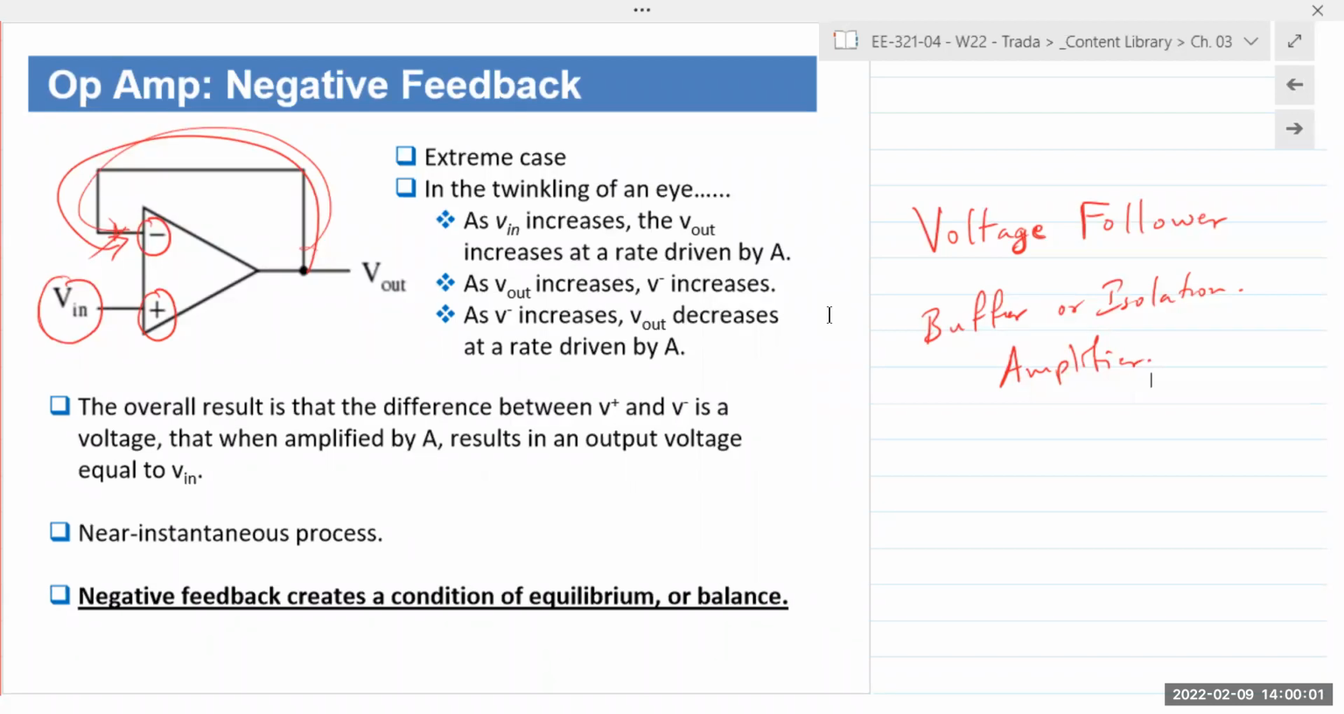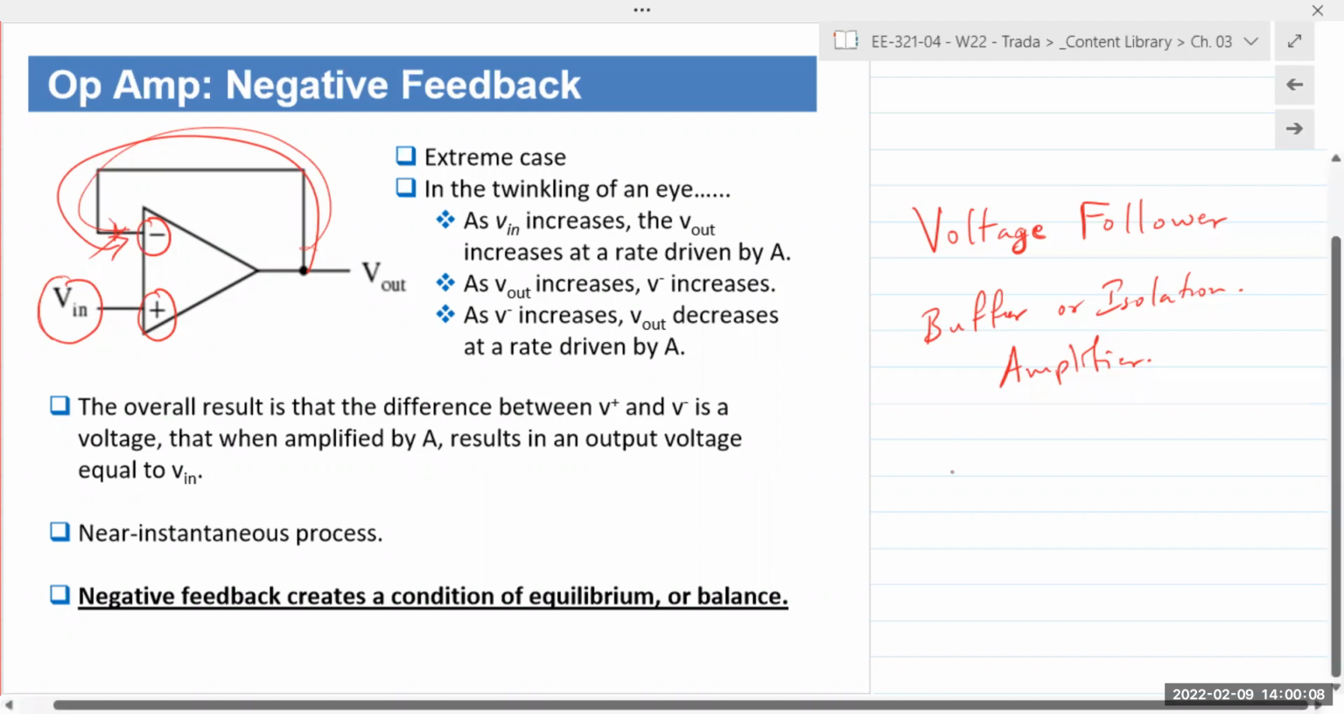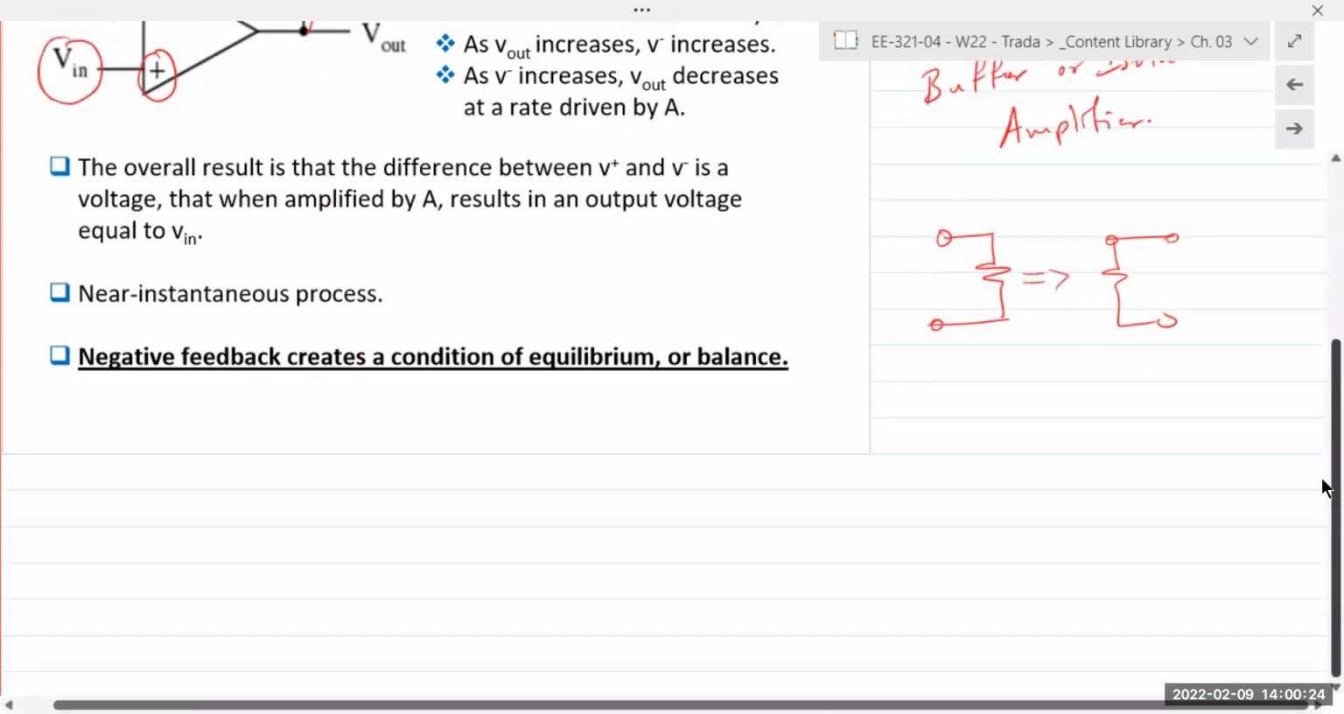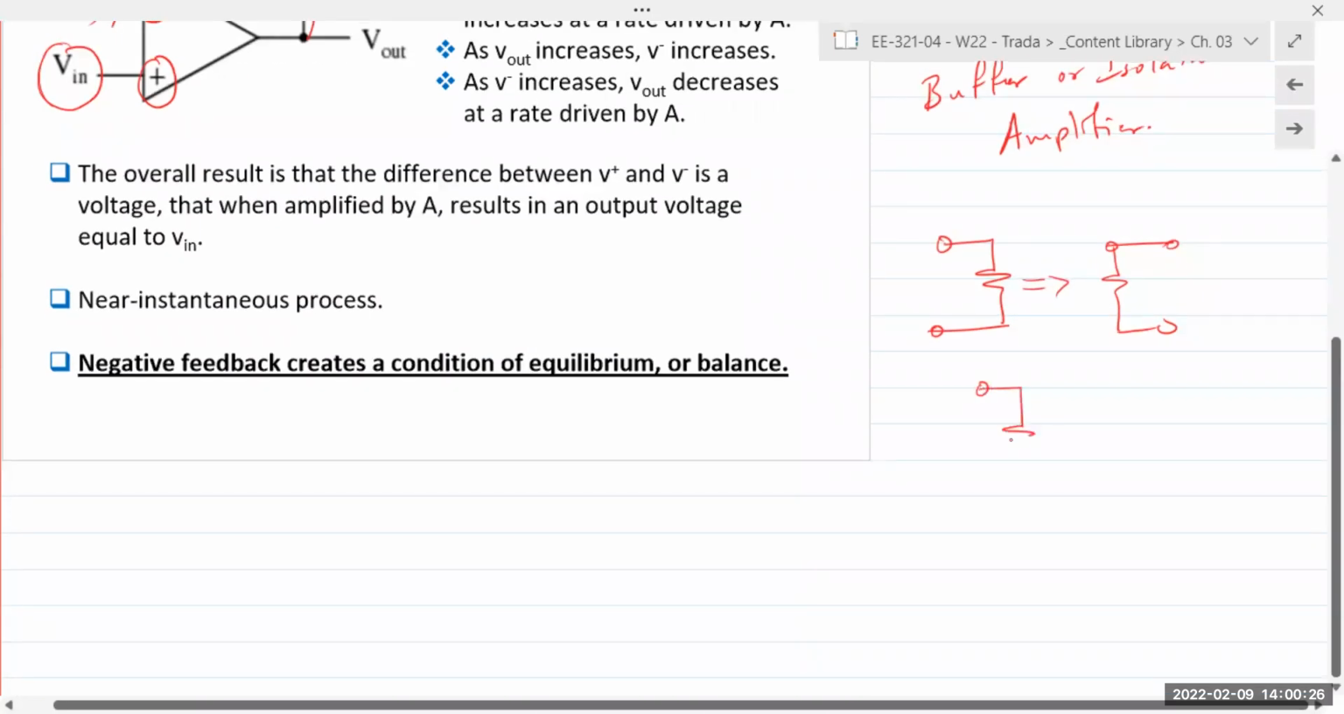Now, the reason that we use this circuit is so that we can isolate multiple parts, right? If you have RL in a circuit, let's say you have a circuit like this, right? With some output impedance, and it's connected to a load resistor. So the way we would model this, this is the driving circuit, this is load RL.